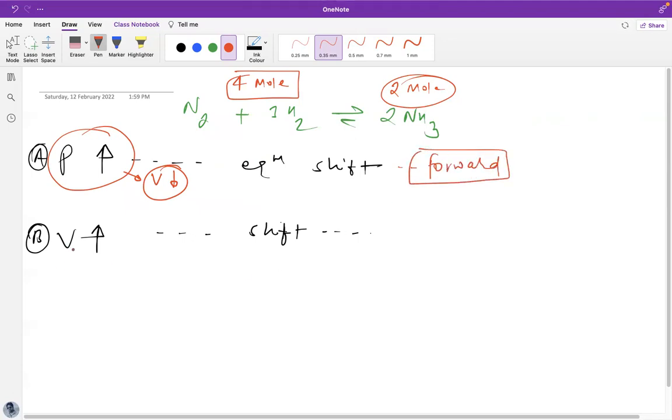And the second factor, volume increase. Volume increase means pressure decrease. So on increasing pressure, if it is forward, it means by decreasing pressure, it will be backward. Please tell me about it. Any doubt? Please, any doubt about this?